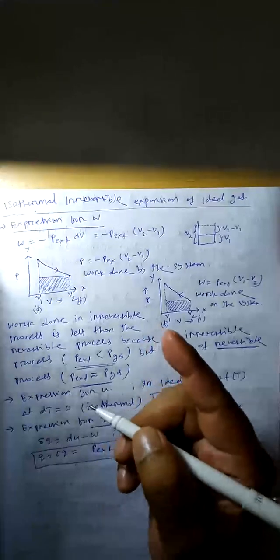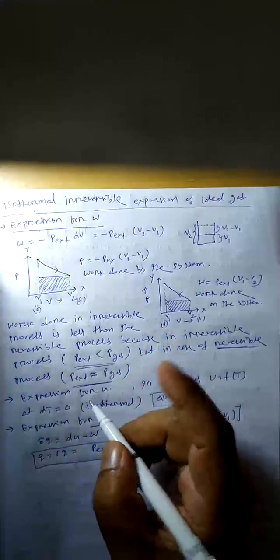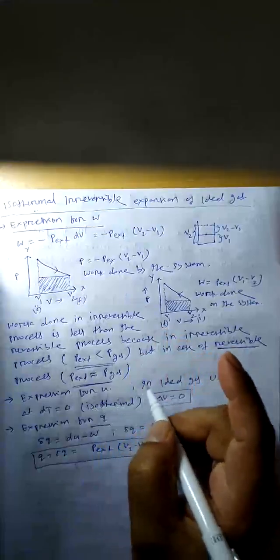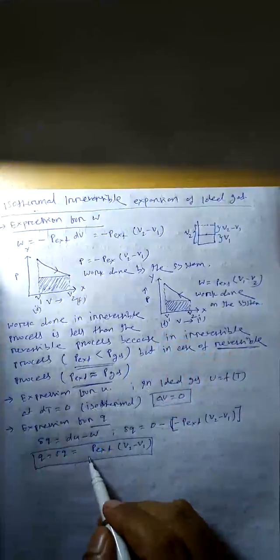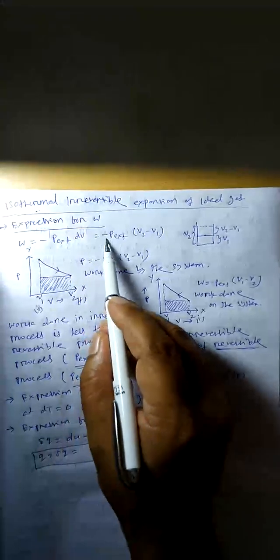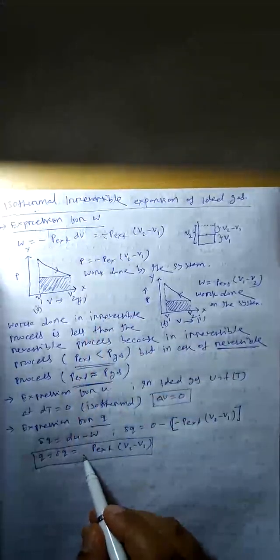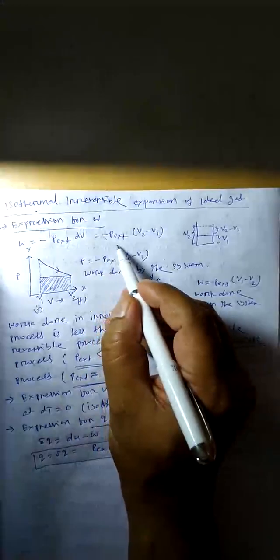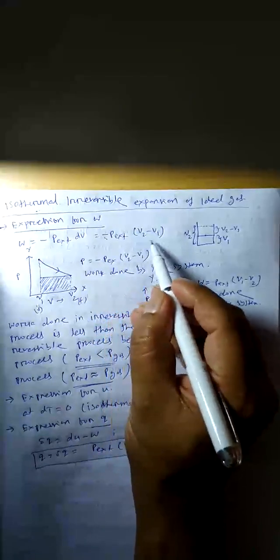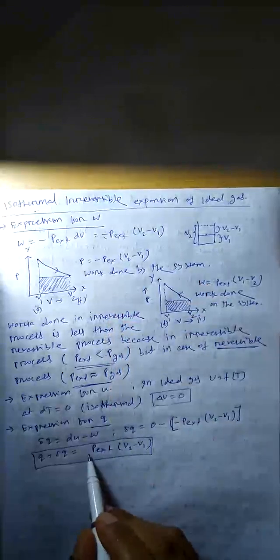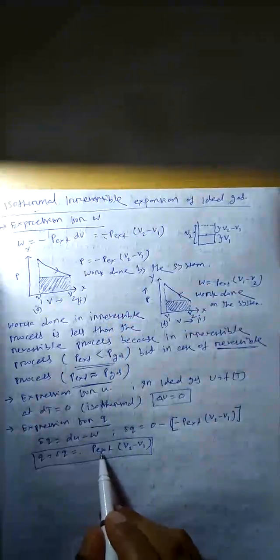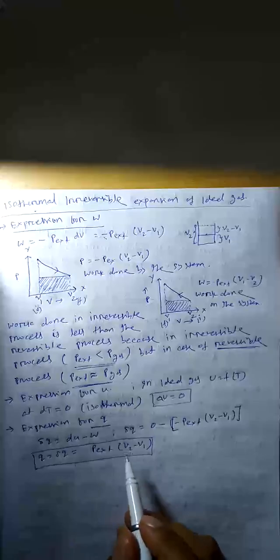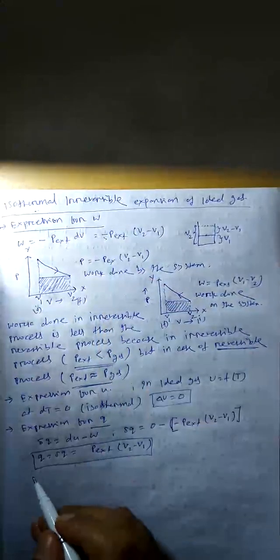In the reversible process also, whatever the work done was, only the sign is reversed. In this case also, work done is negative and here Q is positive. In that case work done is minus 2.303 nRT log V2 by V1, and Q is plus 2.303 nRT log V2 by V1. Whatever is minus here, only the sign is changed, nothing else.